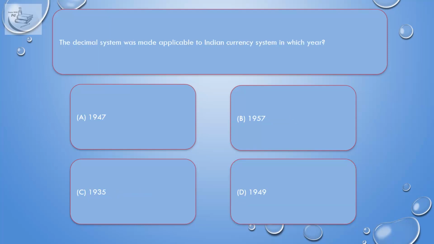Question: the decimal system was made applicable to Indian currency system in which year? A. 1947. B. 1957. C. 1935. D. 1949.